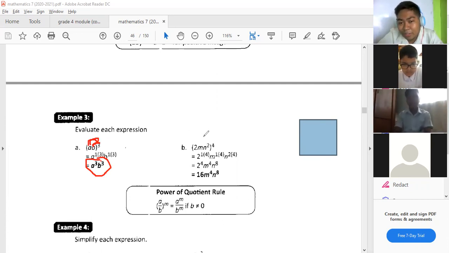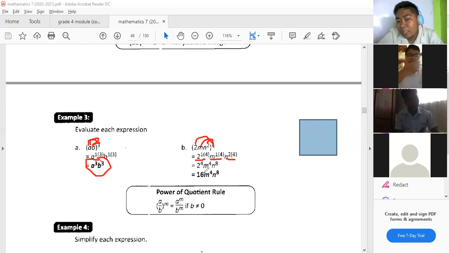For example, dito. So, kung ilan yung term na nasa loob or ilan variable yung nasa loob, doon mo siya i-multiply. For example, is this. 2 raised to 4. Ito, M raised to 4. N squared raised to 4. Kaya magiging sagot mo dyan, 2 raised to 4, M raised to 4, N raised to 8. Kasi nga 2 times 4. That would be 8.